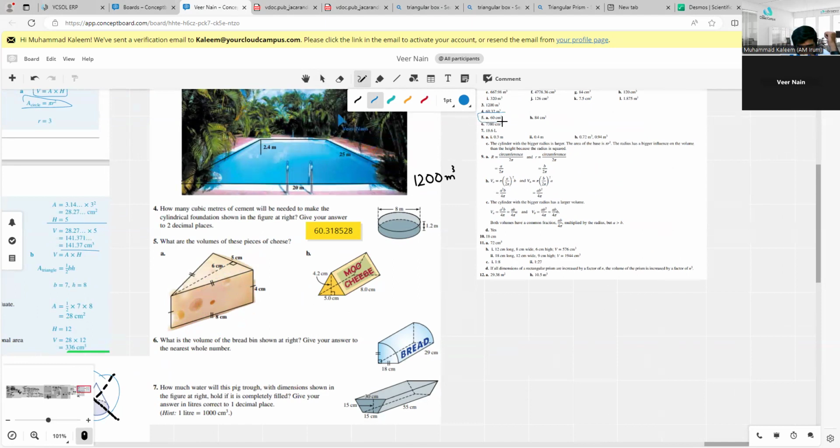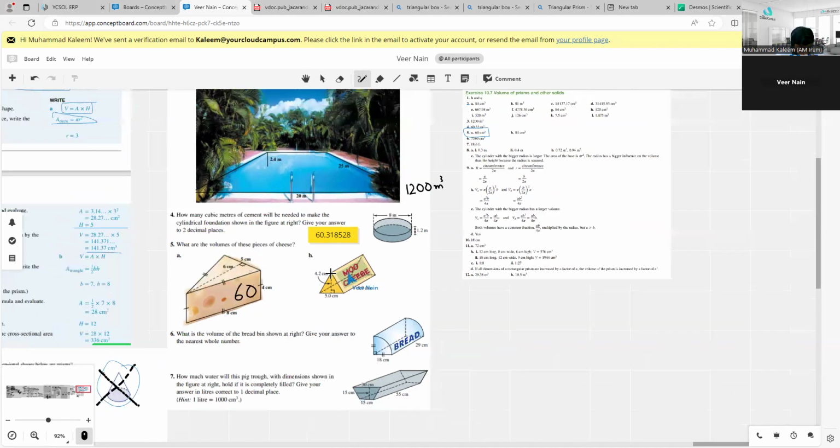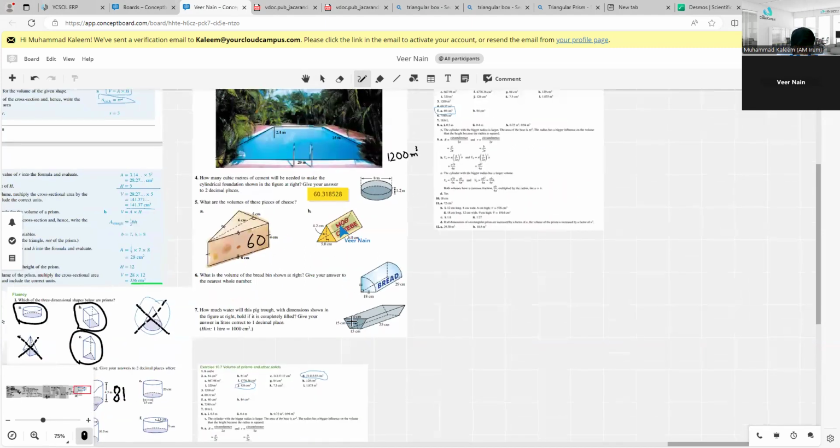Here you can verify the answer. This is question number 5A. I think B is a similar question, but it is in decimal points. So don't be worried about the decimal numbers. We have to deal with it in a similar way. Now you can solve question number 6. What is the volume of the bread bin shown at right? Give your answer to the nearest whole number.